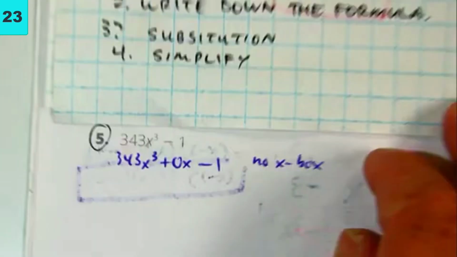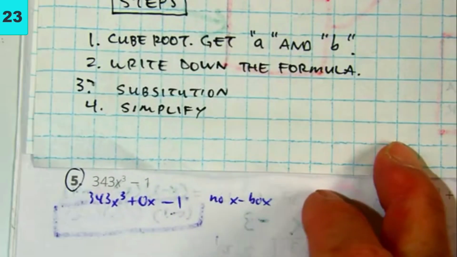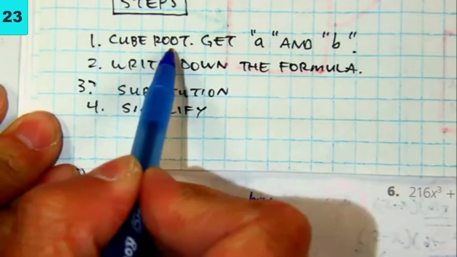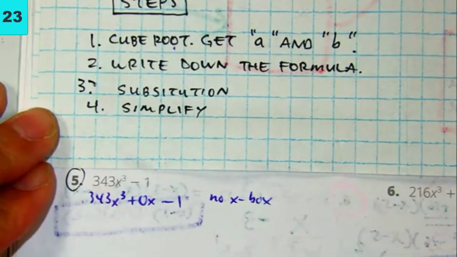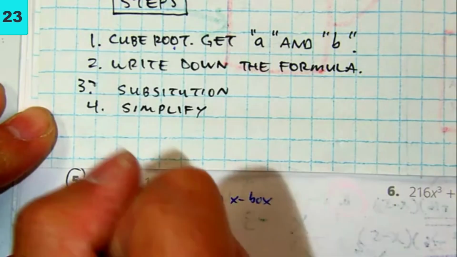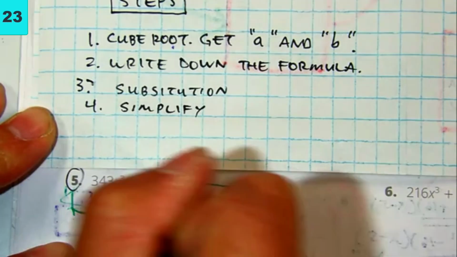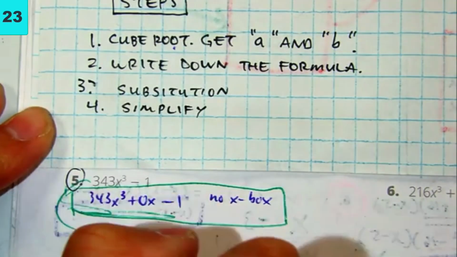So let's just follow the steps that we wrote down. Step number 1, we need to take the cube root, get A and B. So let's find the cube root. So we don't need this part. That's just to help you explain it.